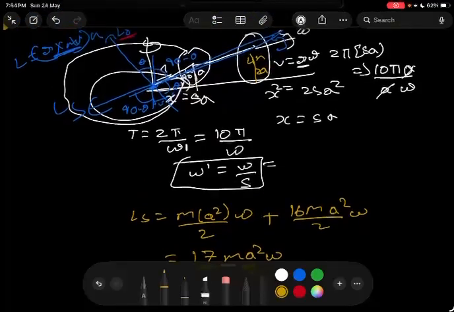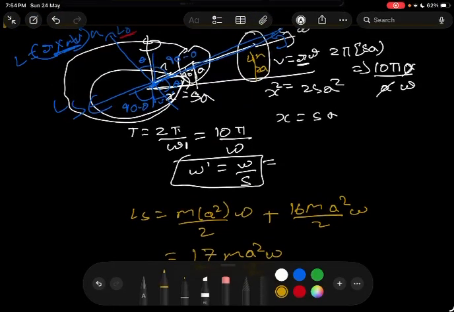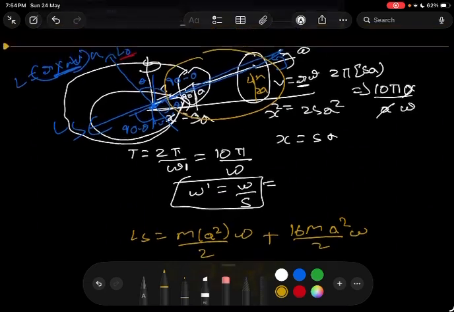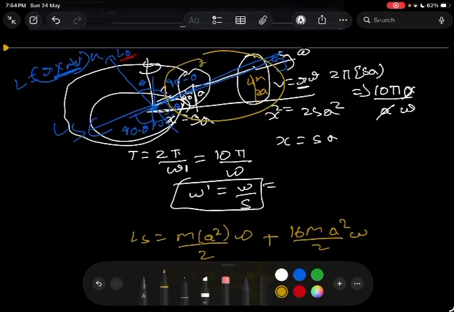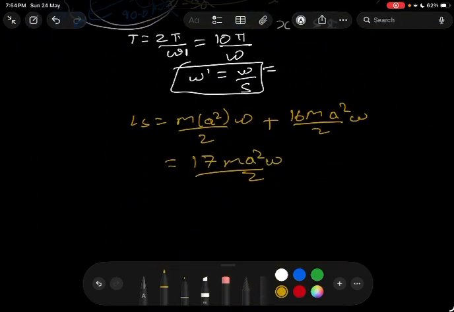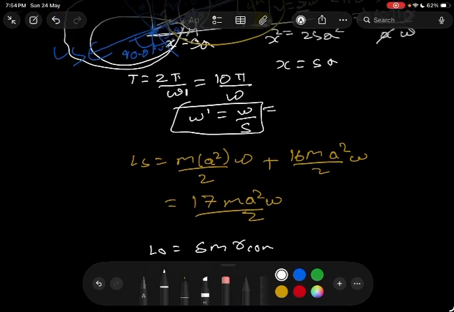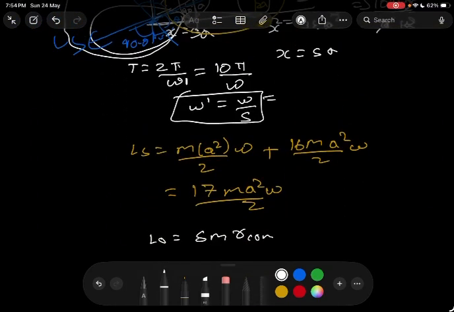So for this value, we are considering this whole system as some mass. If this is mass m and this is 4m, the total mass of the system will be 5m. Now we need the center of mass of the system.